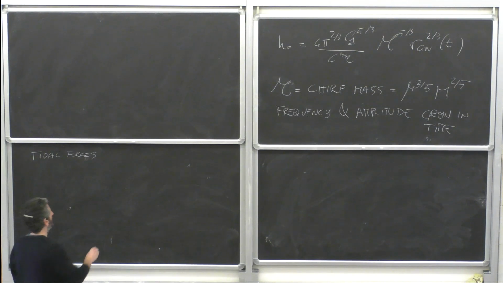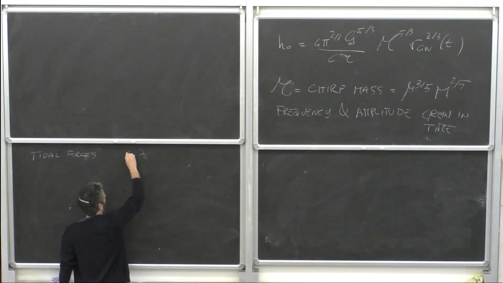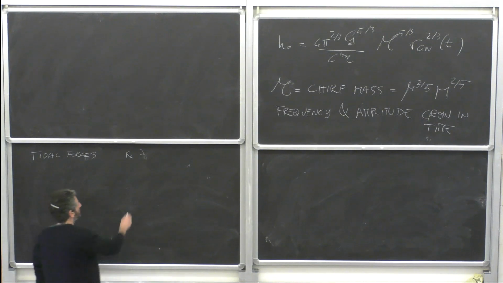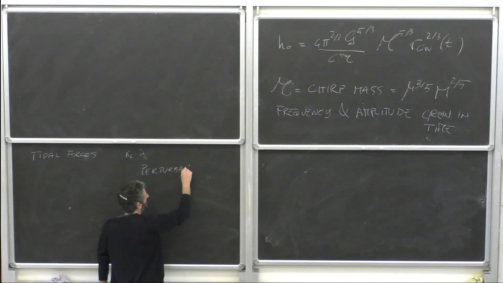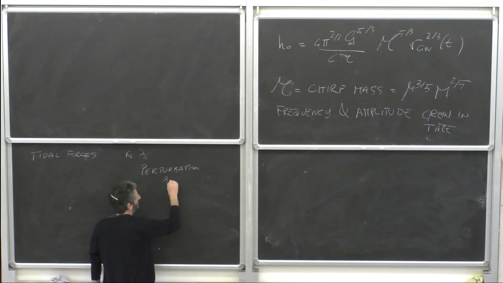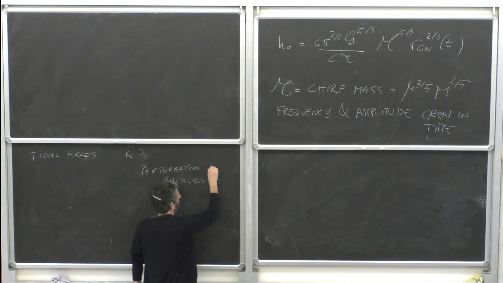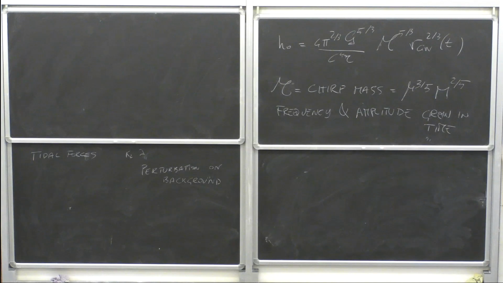So I want to compute lambda. I want to show how to compute K2 and lambda. Incidentally, to compute K2 and lambda, the Love number and the tidal deformability, you do perturbation on a background. As a background, we'll consider that of a star.